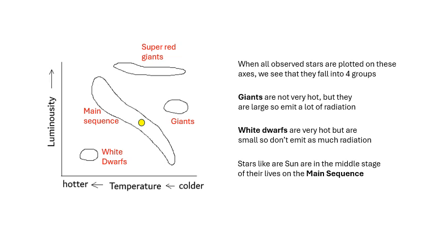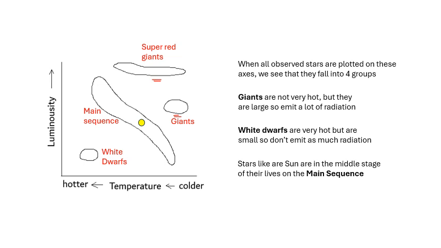Down here, bottom left, you've got hot but not very bright, so that's white dwarfs. They don't give off a lot of light radiation because they're not very big, but they are small, they are very, very hot. That's white dwarfs. We have giants, which are cooler. They do give off a lot of radiation because they are big. Up the top, red supergiants there at the top, very, very large giants.